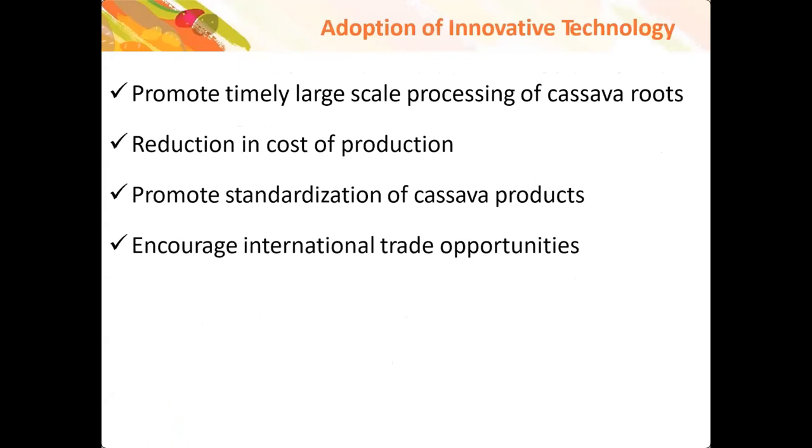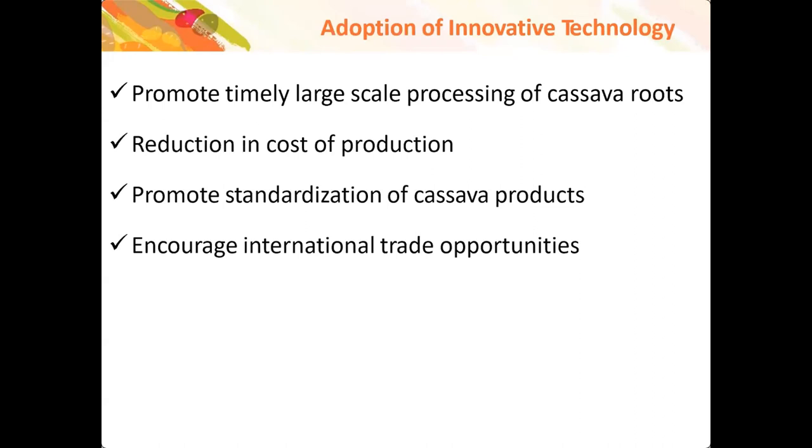Adoption of innovative technologies would lead to promotion of timely large-scale processing of cassava root, reductions in cost of production, promote standardization of cassava product, and encourage international trade opportunity.